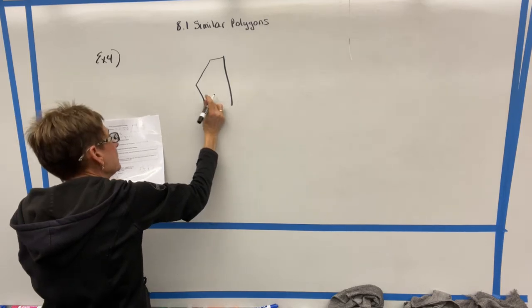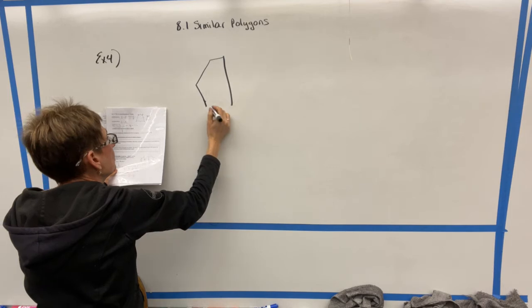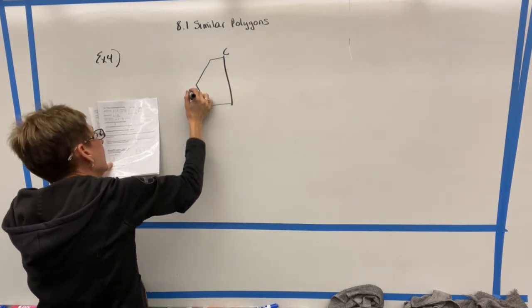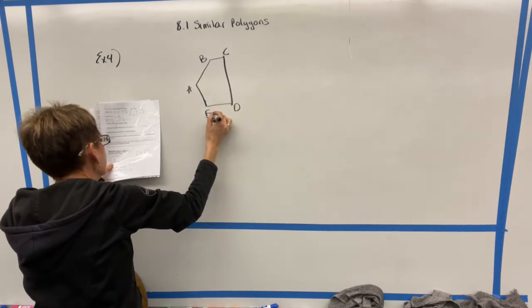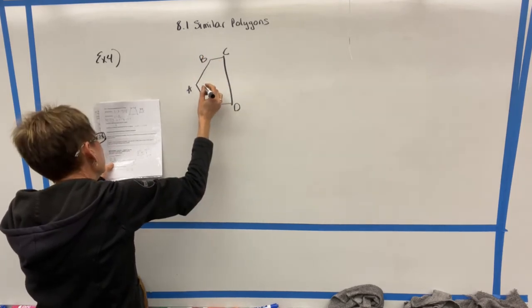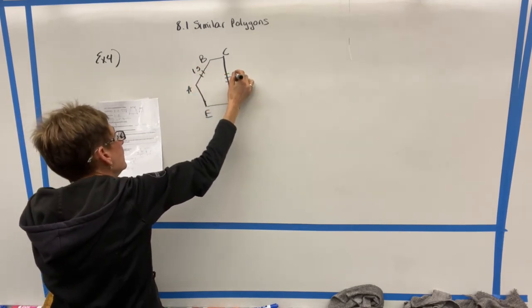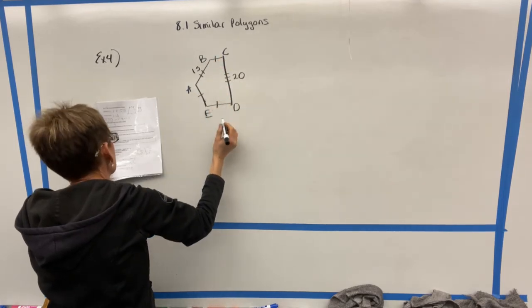All right, let's make this one go out a little bit longer. So I've got 1, 2, 3, and 4. All right, we'll call that A, B, C, D, and E. And then we're going to label these sides. This is 15. This one is 20. And it looks like these 3 sides are all 10.